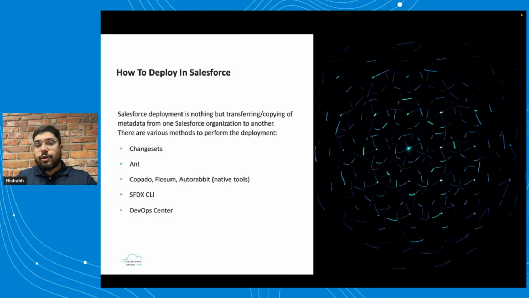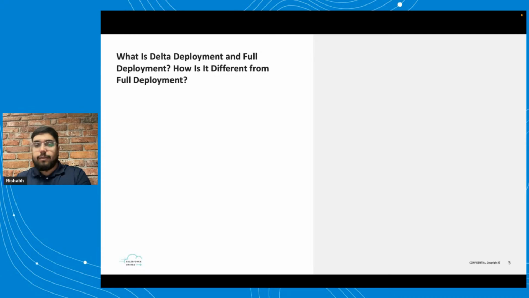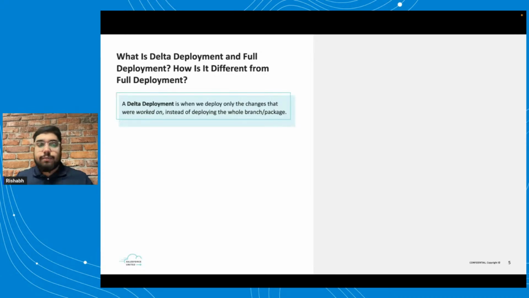Okay, so now we know how to deploy in Salesforce. Let's move on to the main topic. What is Delta deployment and what is full deployment? How are they different from each other? When we talk about Delta deployments, the Delta means the diff.